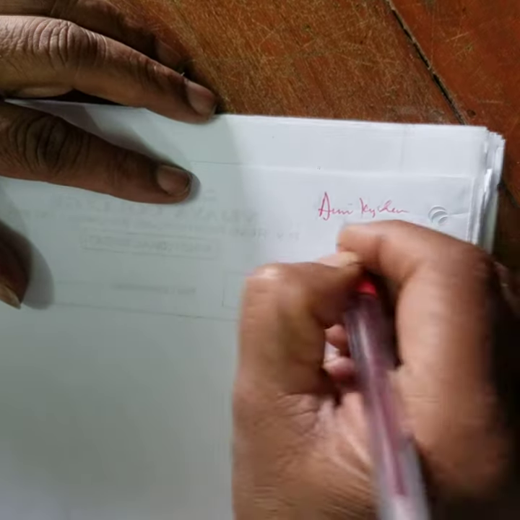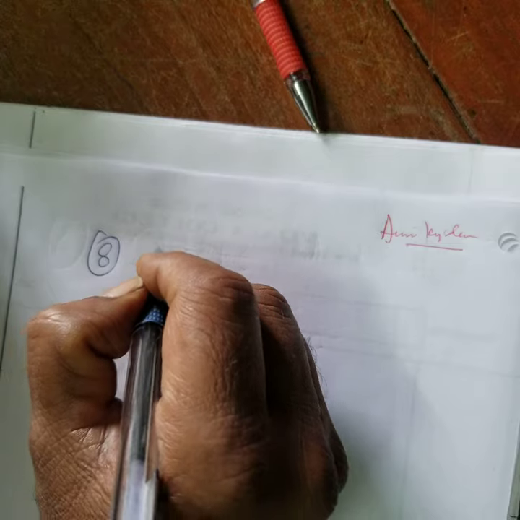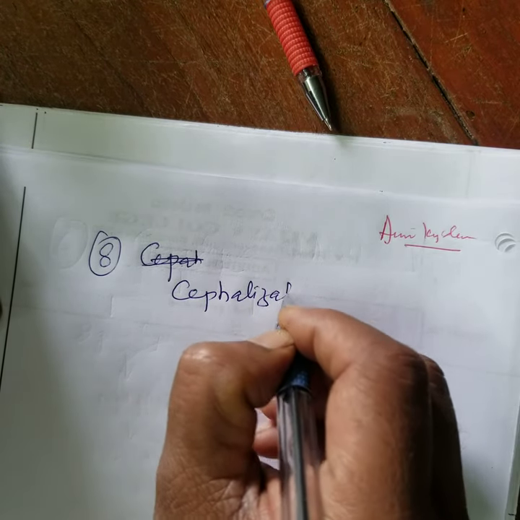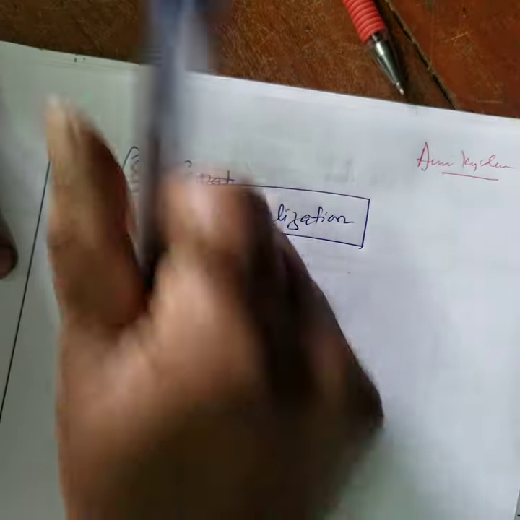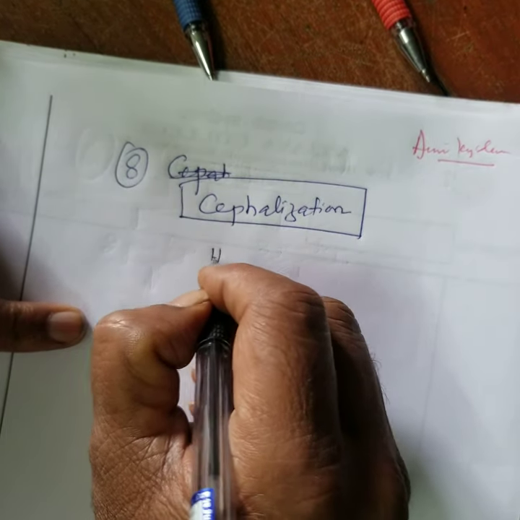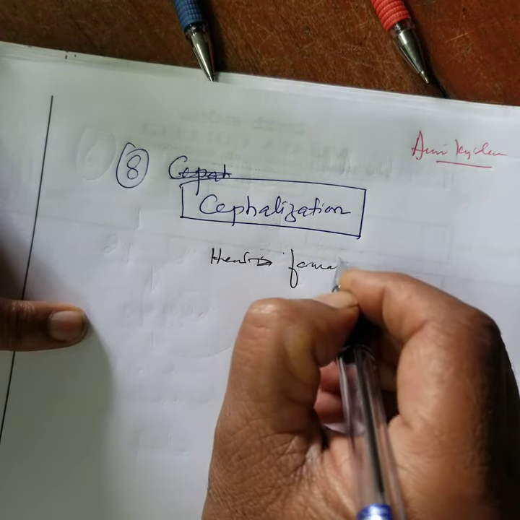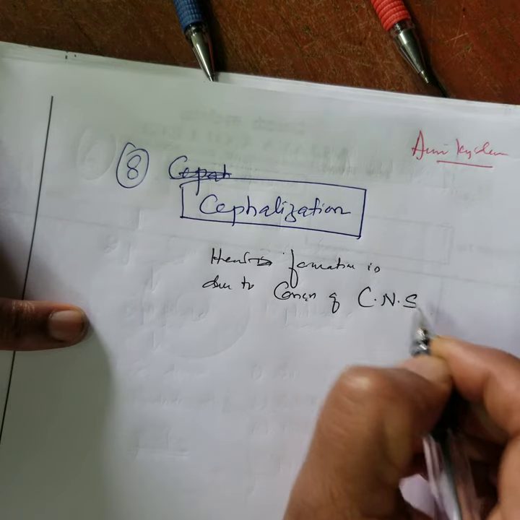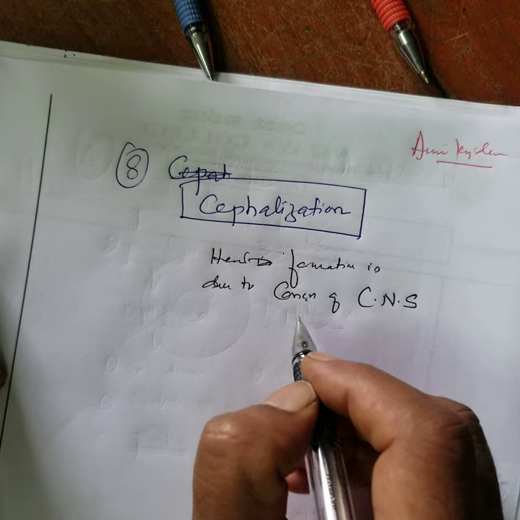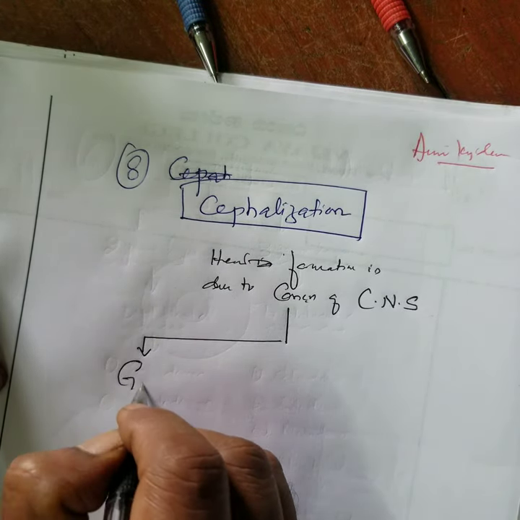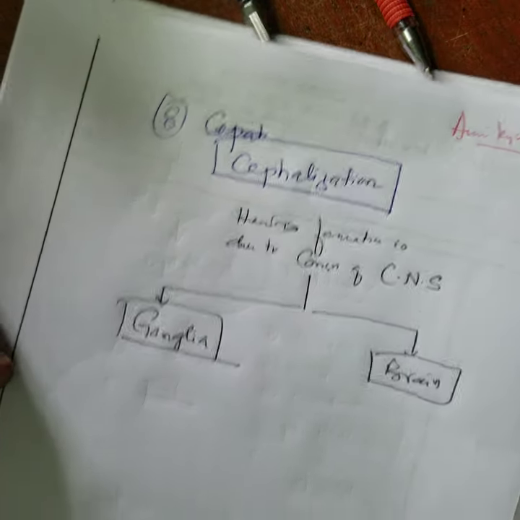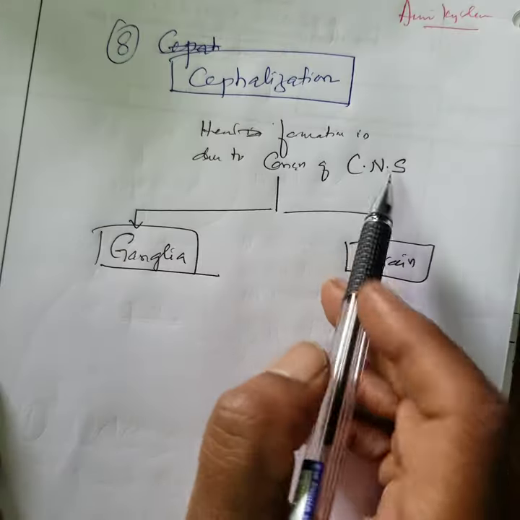Okay, next in the animal kingdom, we discuss cephalization. Here the head formation is due to concentration of the central nervous system, right? In the central nervous system, one is ganglia, another one is brain. See, neurological signals and all, this is a big topic in the central nervous system. It's a very interesting topic.